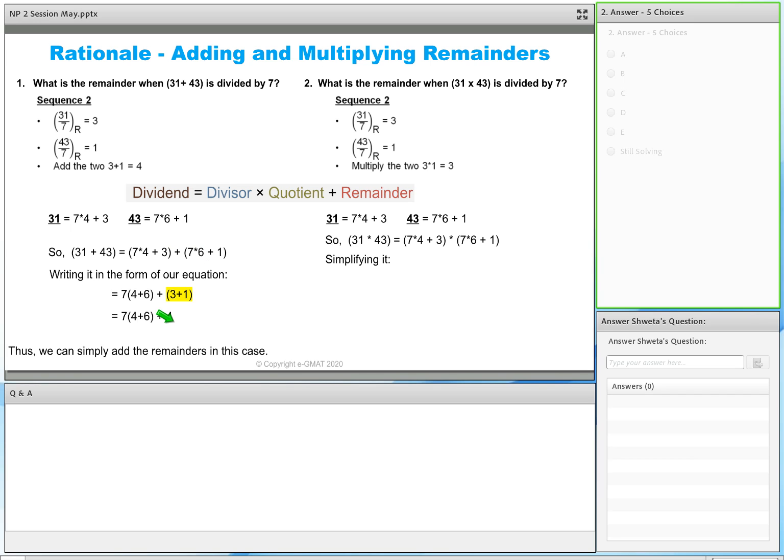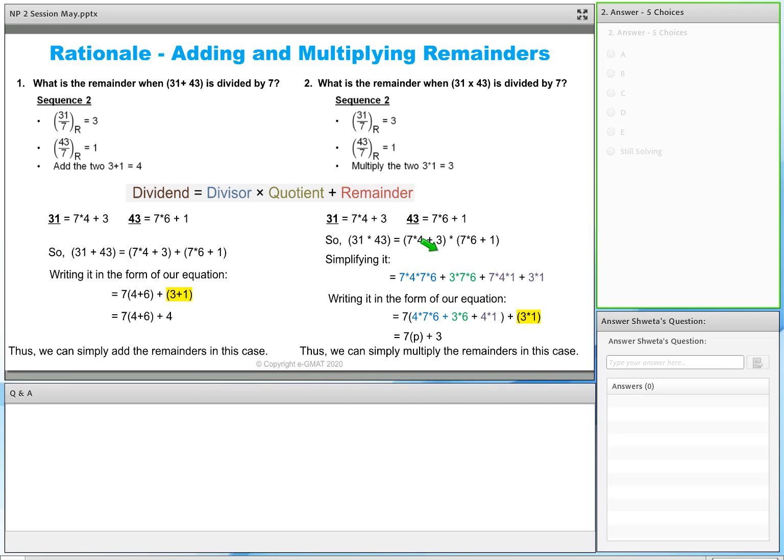Similarly, in multiplication as well, you multiply these two like this. When you multiply each term with each term, you'll finally see that the remainder comes because of this 3 times 1, which is the product of these two. So when you get the PDF, go through this in more detail.